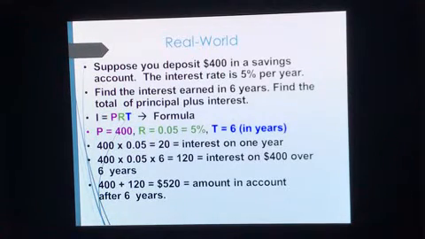Then we add the principal amount and the total interest earned in 6 years. The principal value was 400 and the total interest earned is 120. So the total amount in our account will be $520 at the end of 6 years.